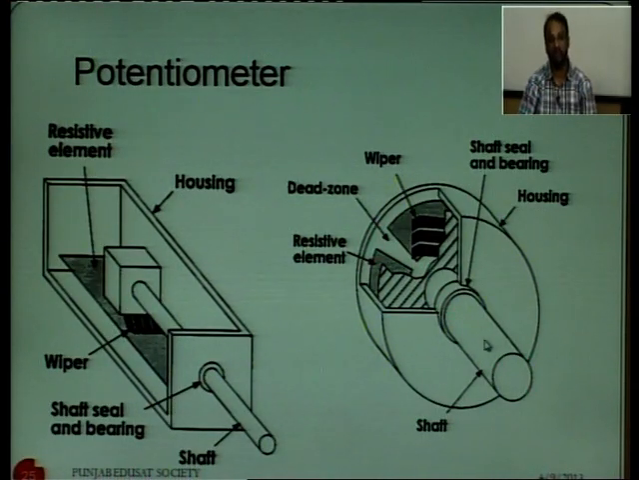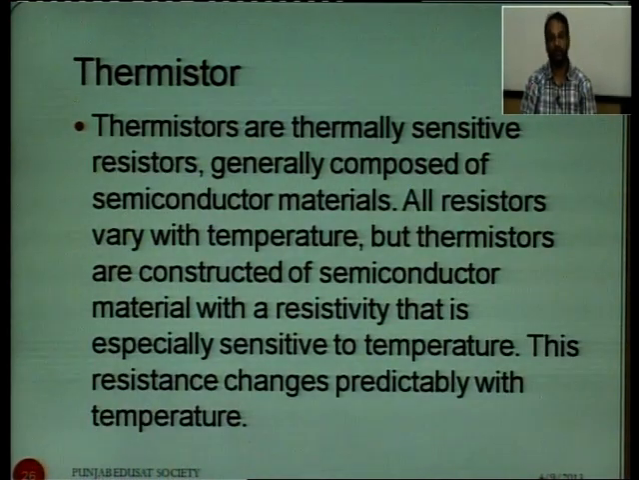Again, there is a shaft and there is a wiper. In this case, the resistive material is in circular form. So, with the movement of the wiper, there is a change in the value of resistance, and this change in the value of resistance is calibrated against the input quantity. Another example of a variable resistance type of transducer is the thermistor.